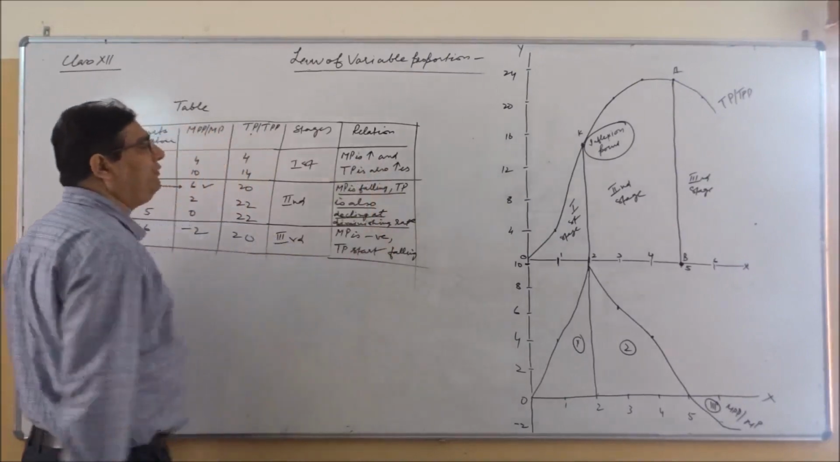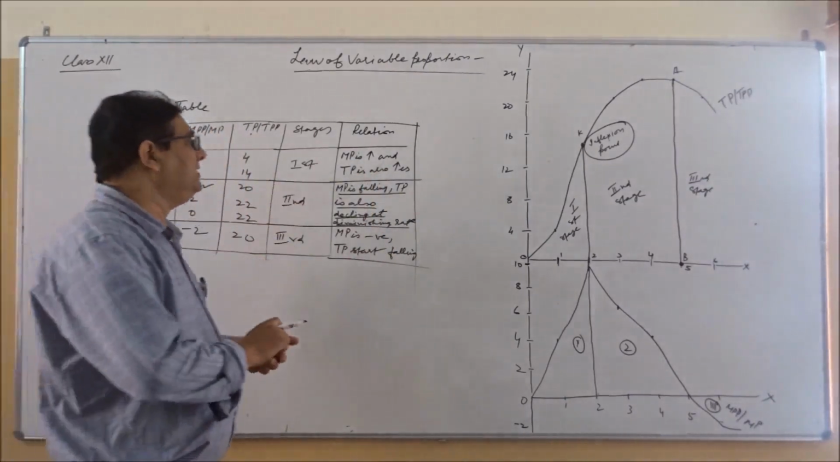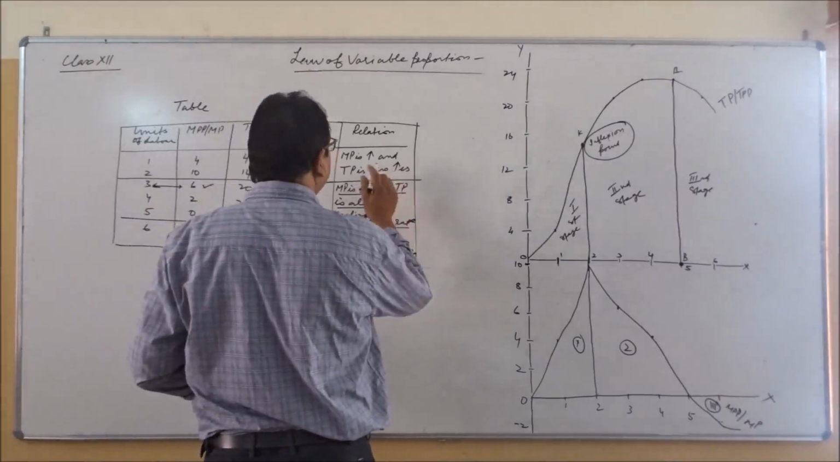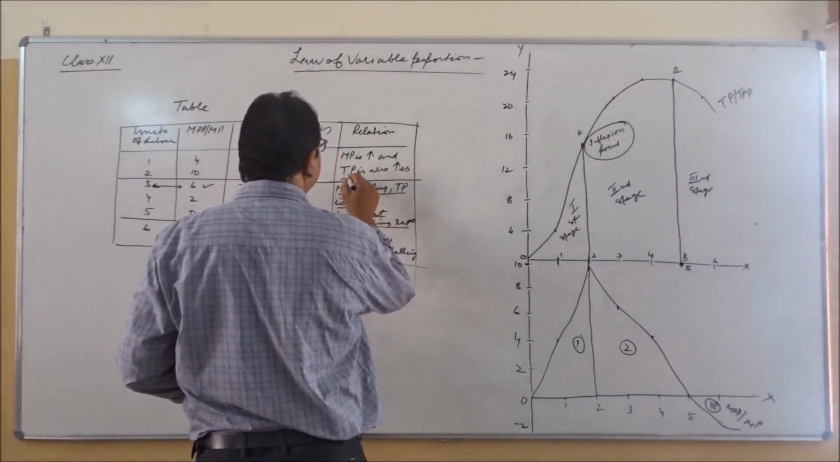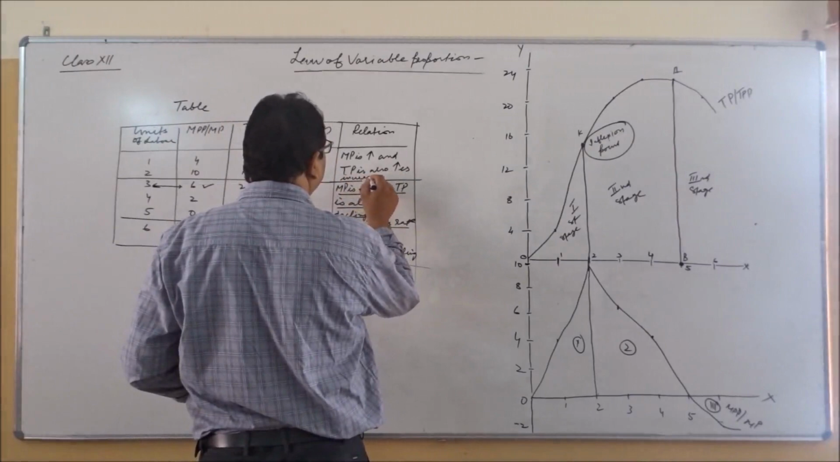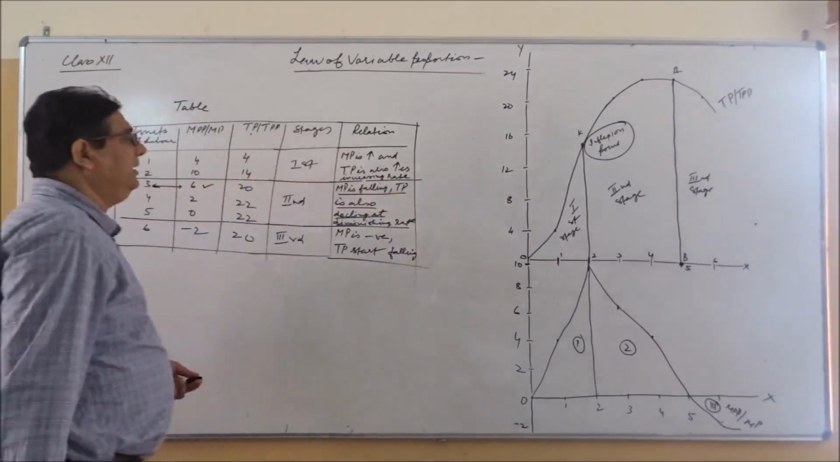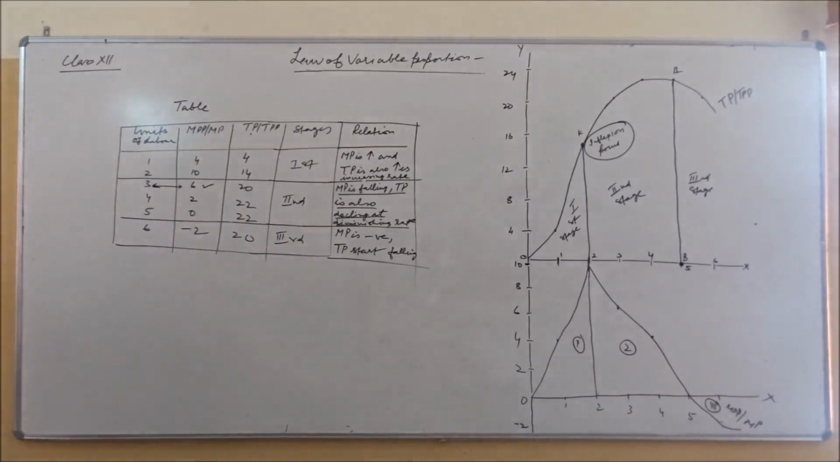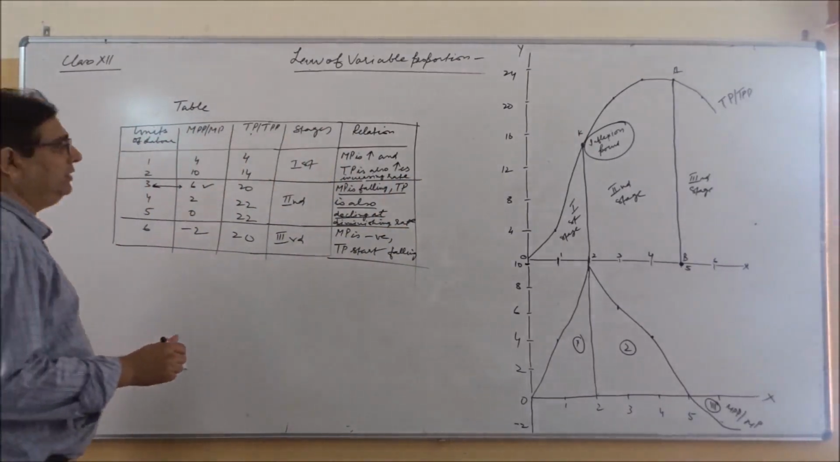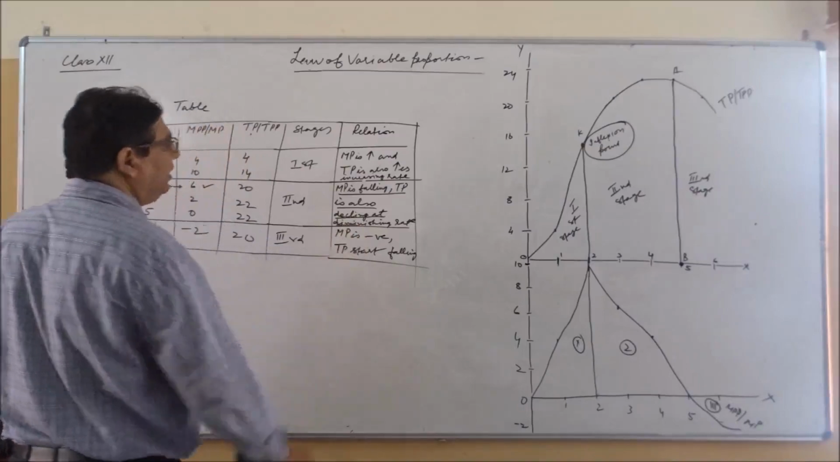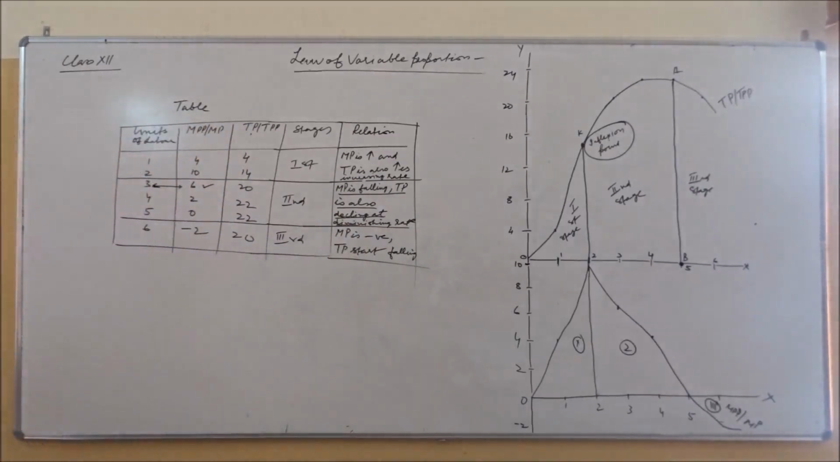So this is a stage in which MP is falling and TP is also increasing at a diminishing rate. In the first stage, MP is rising and TP is also rising at an increasing rate. I will add here increasing rate, right? But in the second stage, the rate of MP is falling, so the rate of increase in TP is diminishing because MP is falling.